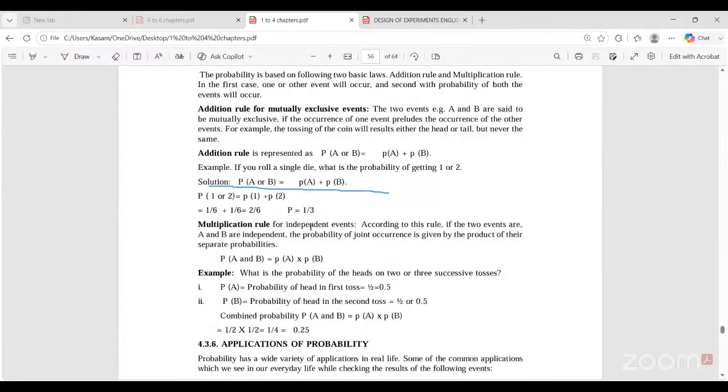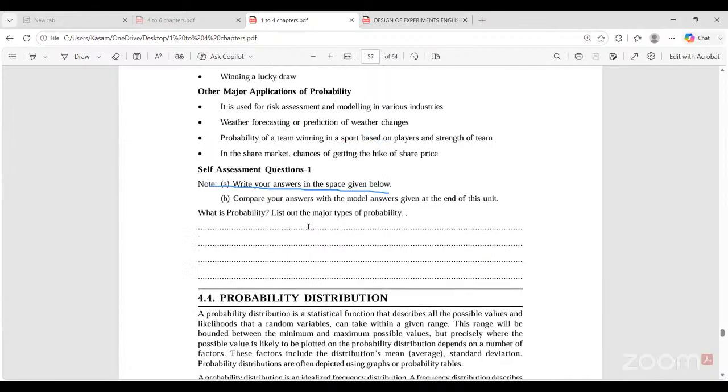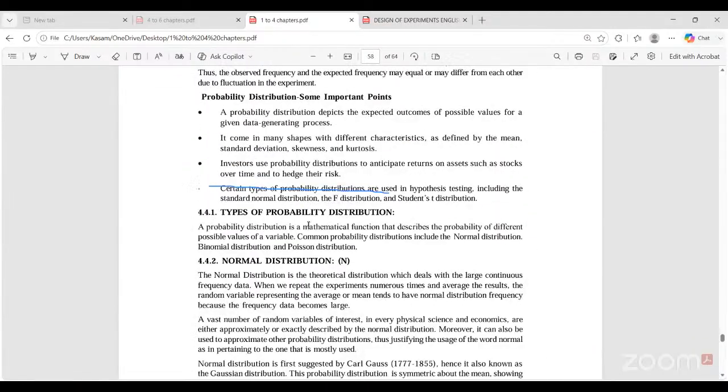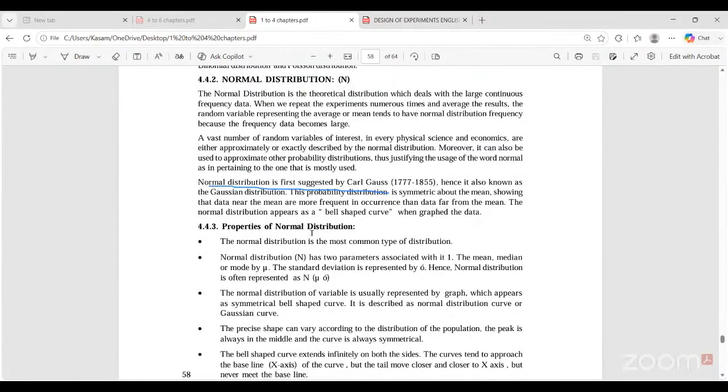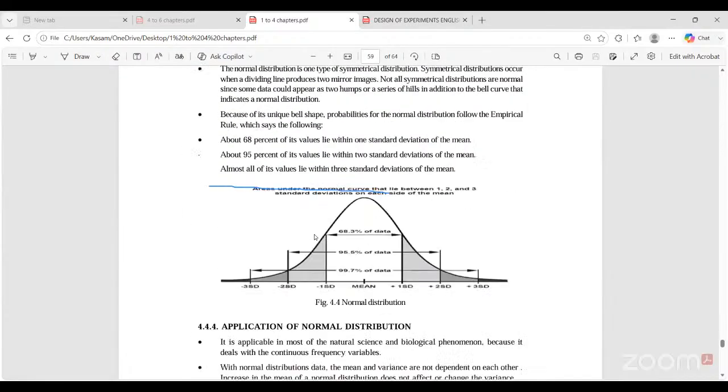Theorems of probability, you have to think about applications of probability. So probability distribution, types of probability distribution, normal distribution, properties of normal distribution.